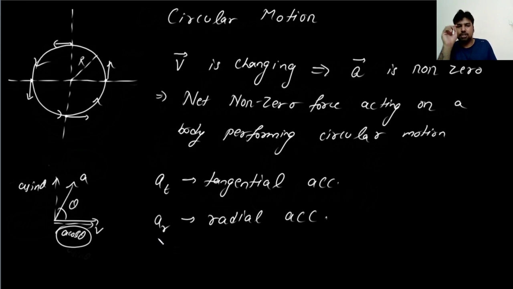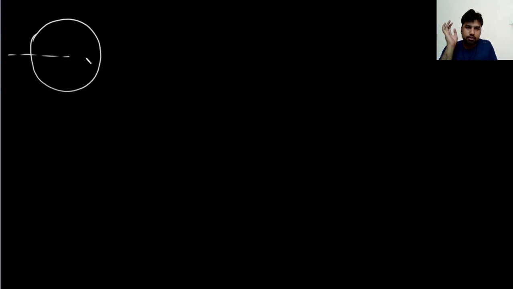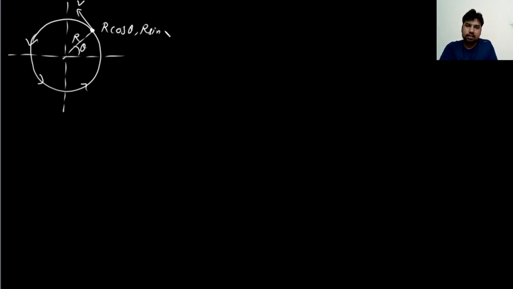For that, I'll take a special case. There is a particle having circular motion. This is our coordinate axis. Let's say this angle is theta. The particle right now has reached here, moving in this sense. Let's say the speed is v and it is going tangentially at this point. How do I write the coordinates of this point? Let's say the radius is r. We know the coordinates can be clearly written as r cos theta, r sin theta.